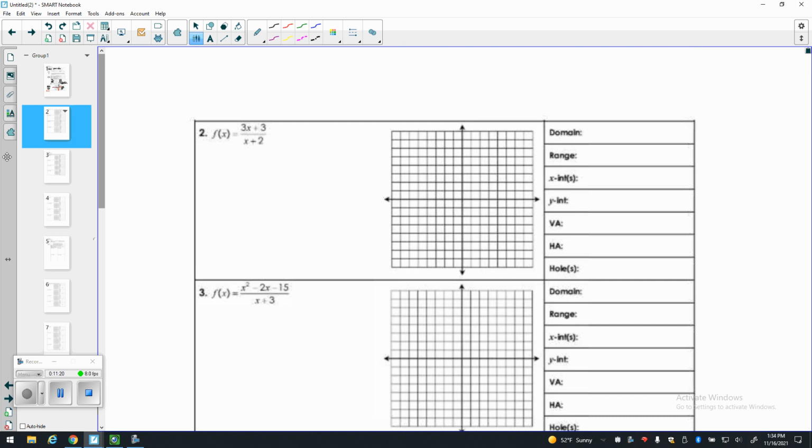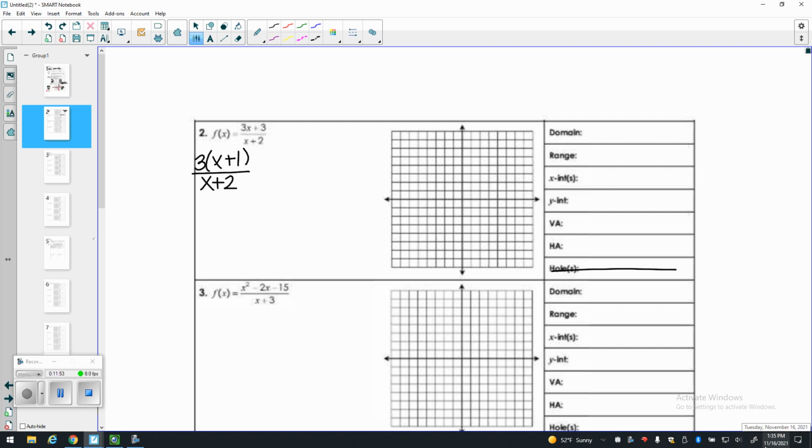Number 2. Step 1, factor. Can I factor anything? Yes. What can I factor out? A 3. So I have 3, and then x plus 1 over x plus 2. Now, as soon as you have it factored, check to see if you have any holes. Do you remember how you have holes? If things cancel top and bottom. Do I have any holes? No, I'm not going to have any holes, so I don't have to worry about that.